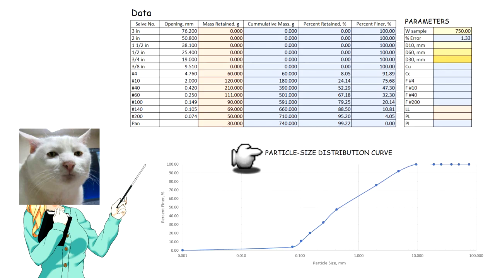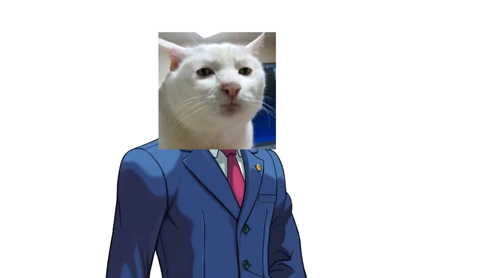Draw the grain size distribution curve by plotting the data on a semi-logarithmic graph with the grain size as abscissa in logarithmic scale and the percent finer as the ordinate in arithmetic scale. By using the grain size distribution curve, we can classify the sample according to the shape of the curve.